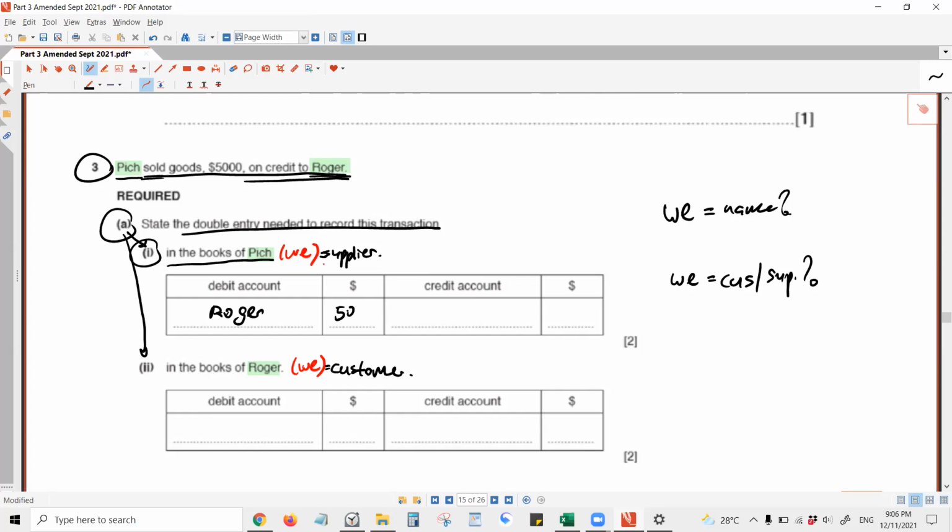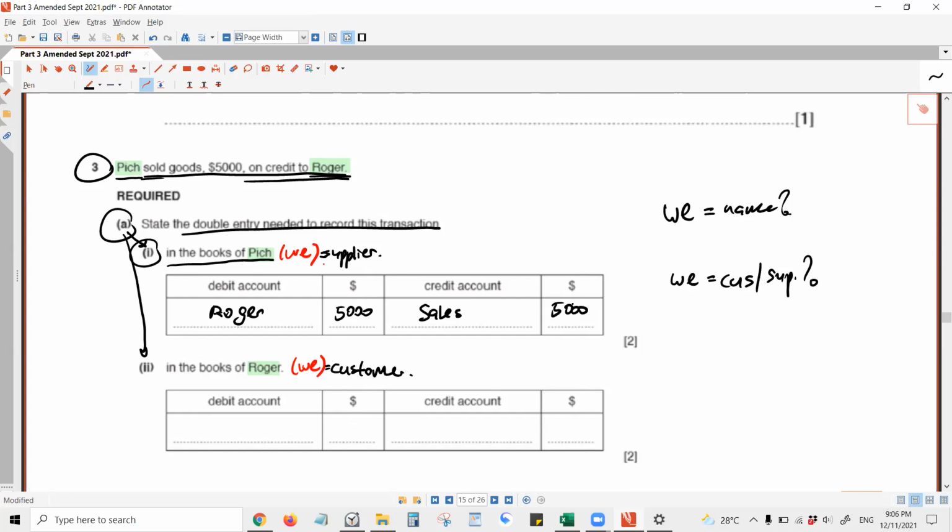Amount is simple, 5,000, right? Do you see any other amount in this question? No. Okay. In fact, they don't even have to give you the dollar column, in my opinion, because there's no other amount. For sure, you will use 5,000. What account should you credit? Credit sales account. Okay, done for A1. We sold goods on credit to Roger.